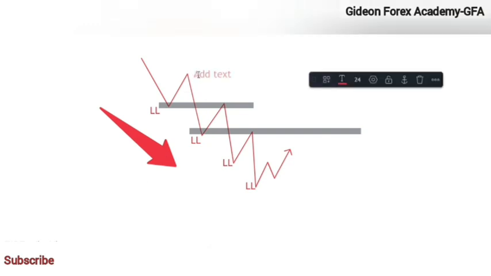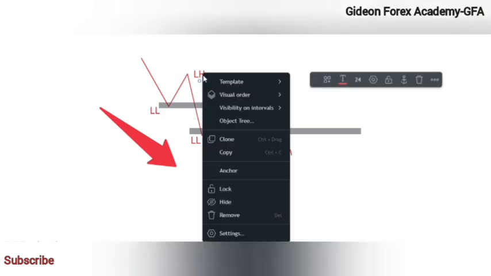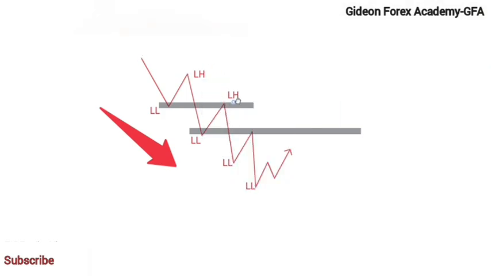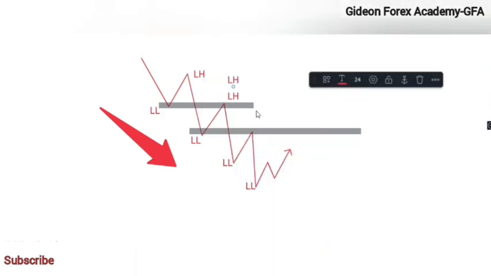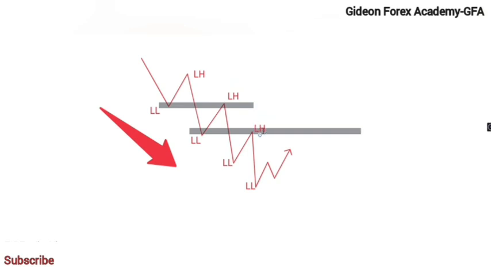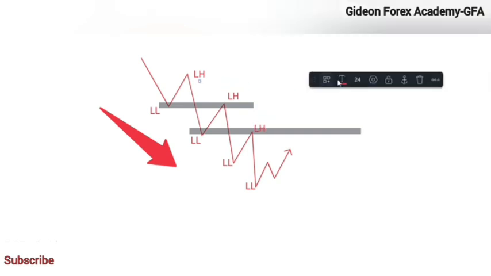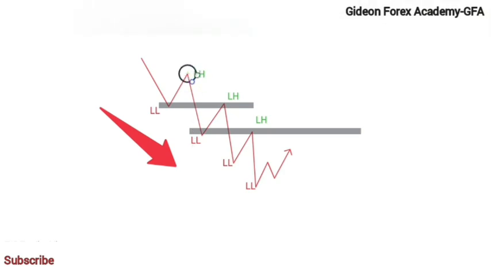Okay. And you have lower highs also. You have a lower high. You have lower highs. And you have a lower high. All these lower highs are valid. The reason why these lower highs are valid, this is a valid lower high.